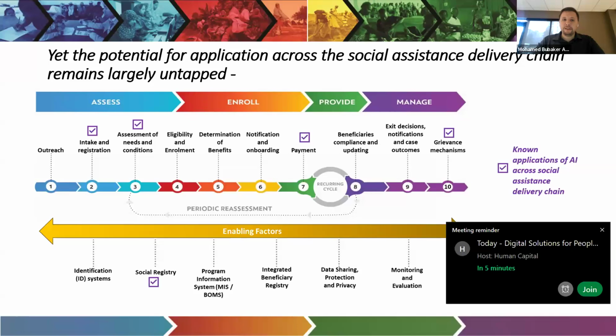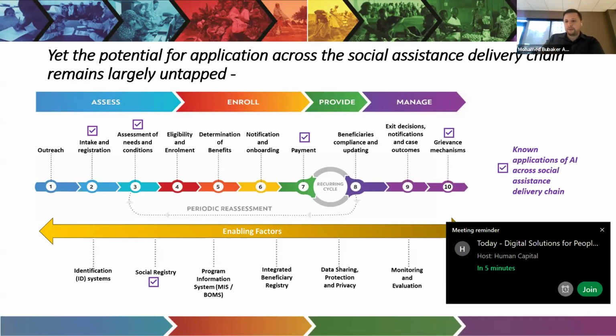And we started to see some applications here, but yet the full potential for application across the delivery chain remains largely untapped. For example, we see in the intake and registration some applications, as I mentioned, social registry and payments and grievance mechanisms. But there are other areas where we're yet to see some use, for example, in the program MISs or the eligibility and enrollment and exit decision notification and case outcomes. There are some other areas where we're yet to see adoption of AI.